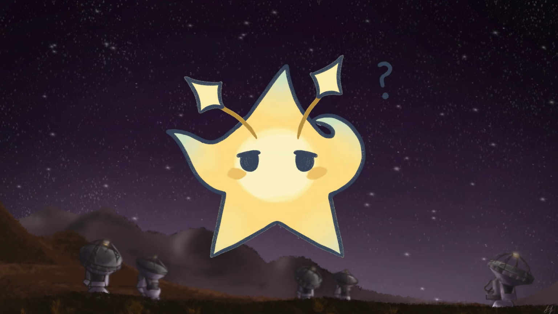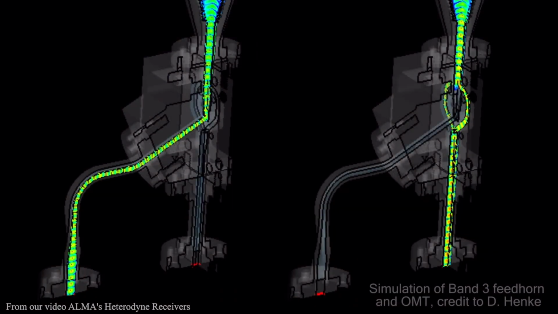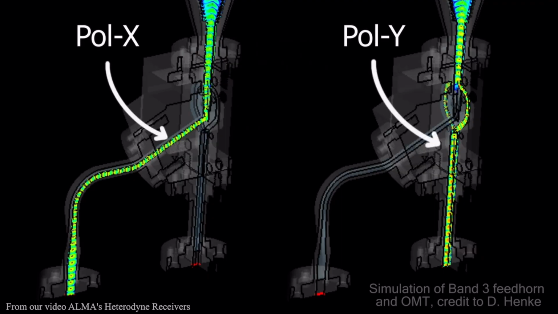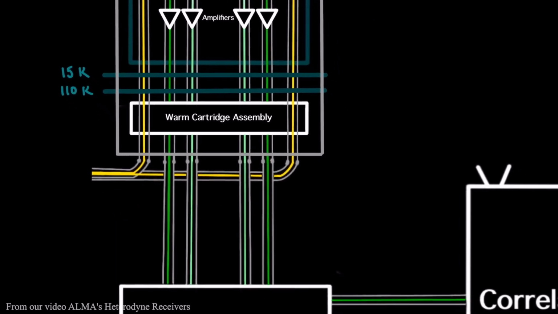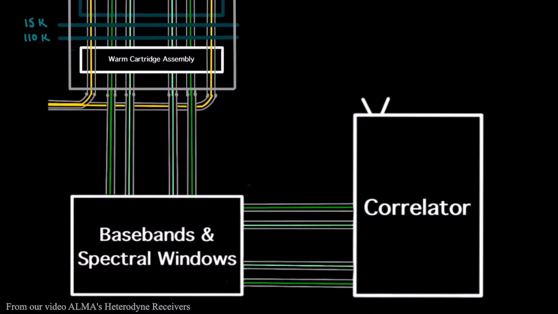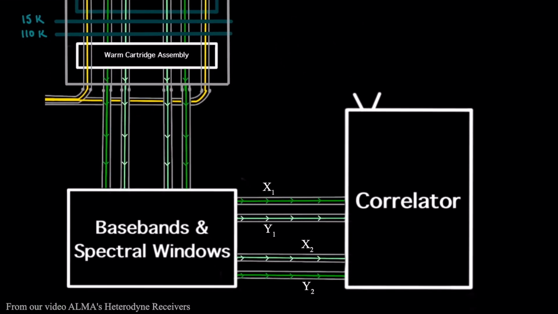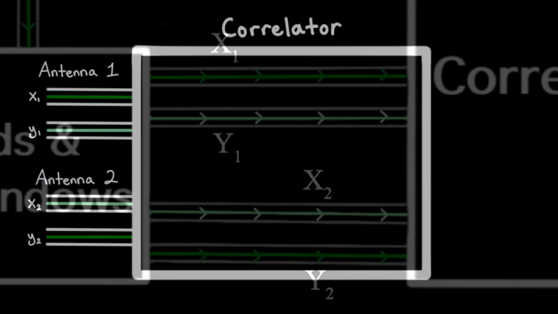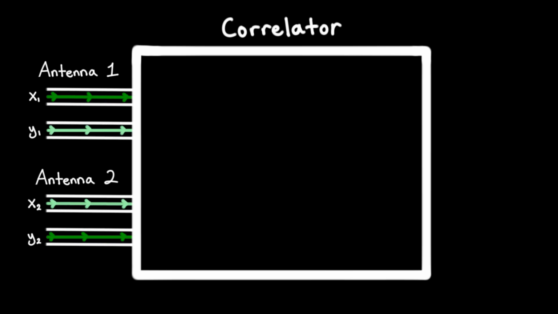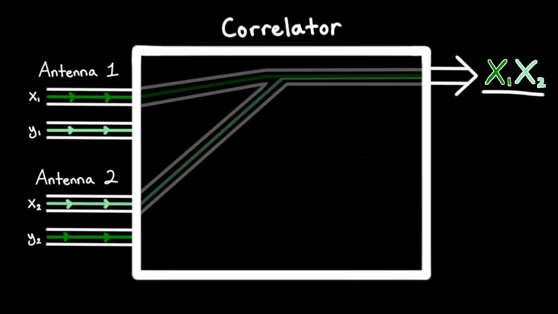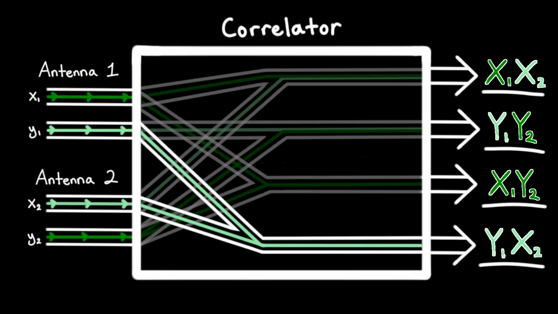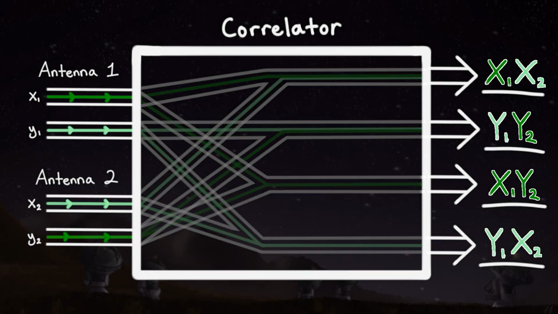But what is that output? As we learned in another video, each ALMA receiver is able to measure separately the electric field strength in two orthogonal directions, labeled X and Y. After mixing with a series of local oscillator signals to create sidebands, basebands, and spectral windows, the X and Y signals from each receiver are fed separately into the correlator. Inside the correlator, the X and Y signals from each pair of antennas are combined in four different ways: XX, YY, XY, and YX to generate visibilities.